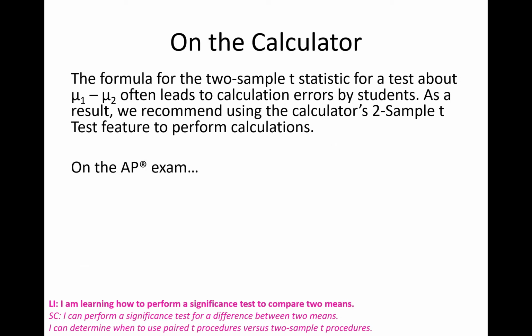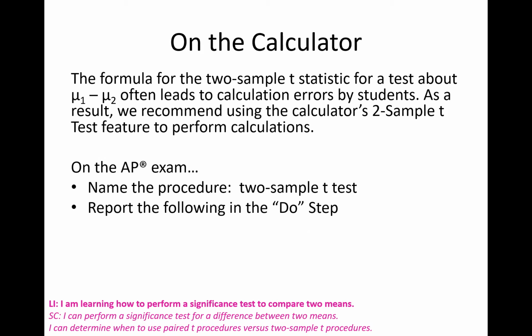Okay, so on the AP exam, we're going to make sure that we name the procedure. So we're going to say a 2-sample t-test, and you can steal that from your calculator. I would strongly encourage you, if you're not sure what to write, to steal it from the calculator. That's the first thing. And then we would report the following things in our do step. Since we're using the calculator, we're going to make sure to state the test statistic, t equals. It's basically what you have on your calculator when it spits the answer back to you. The p-value and the degrees of freedom. So those are the 3 things that we need to make sure that we report when we use the calculator for this type of test.